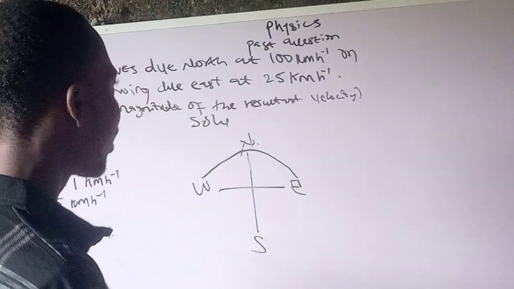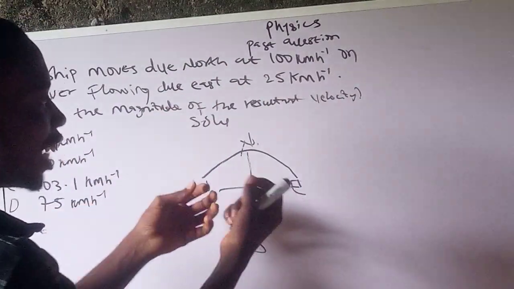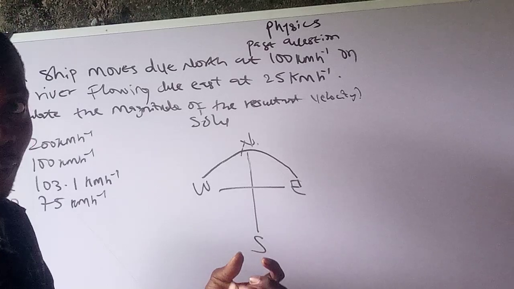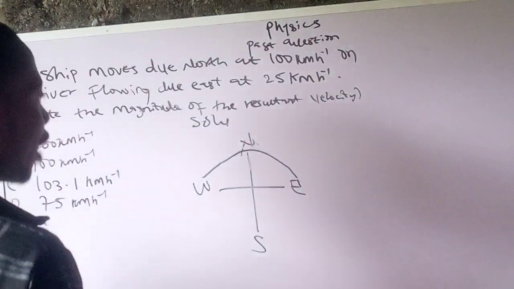But in this question now, it is moving north to east. That is, they are at right angles to each other. We are going to use the Pythagorean theorem. That's what you should sink into your mind. Now let's solve the question.